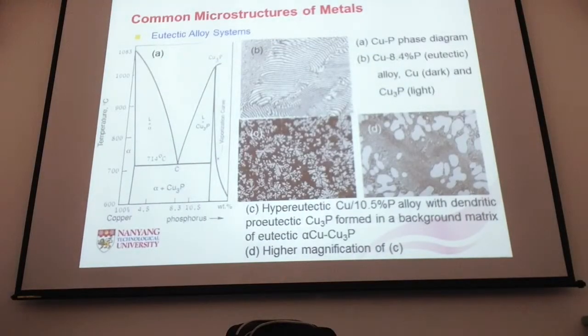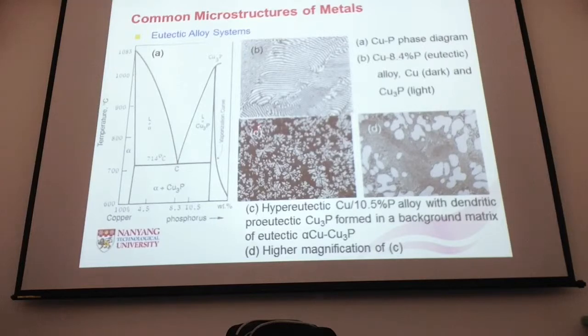The more complex system is the two-phase system. This is the eutectic alloy system. On the left hand, here is the copper, 100%, and here is the copper 3 phosphor. It's another compound. So from point C, here is the eutectic phase. The eutectic phase always shows the black-white laminar structure in the microscope. The dark one is the copper, and the light one is the copper 3 phosphor.